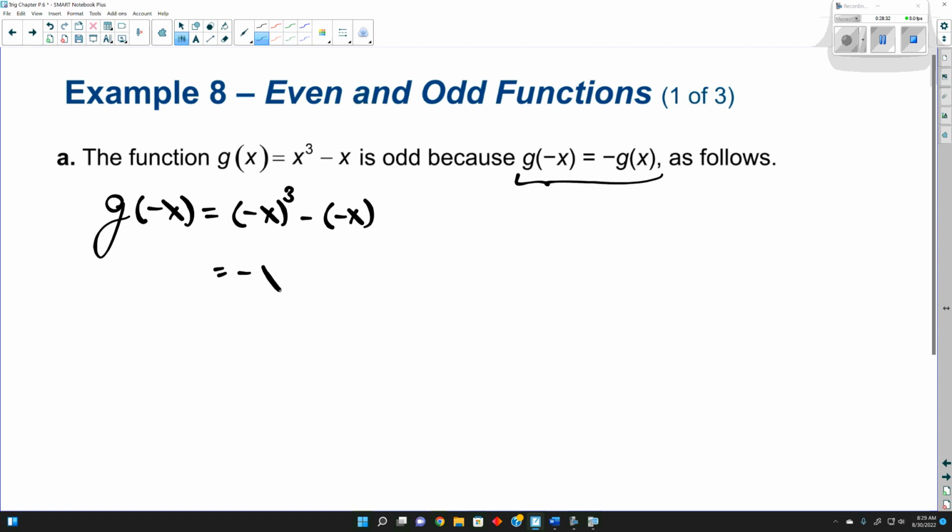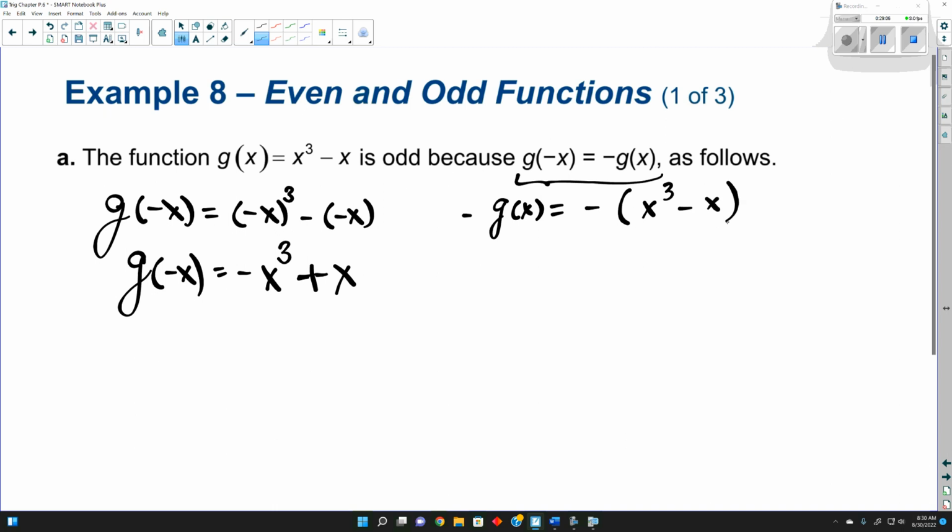So we'll still have a negative, and this would be x to the third. Here, we have minus negative x. Well, negative and negative make a positive. So g of negative x is the function negative x cubed plus x. We good with that? Now, for this to be odd, it needs to be the exact same as negative g of x. Well, our g of x function is x cubed minus x.